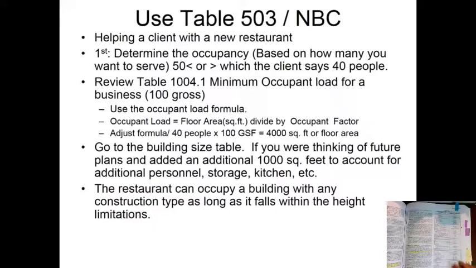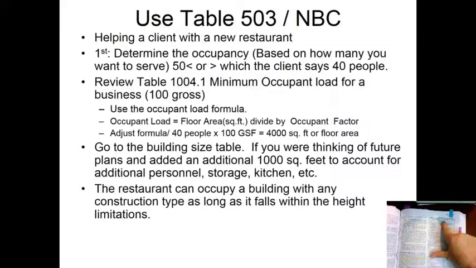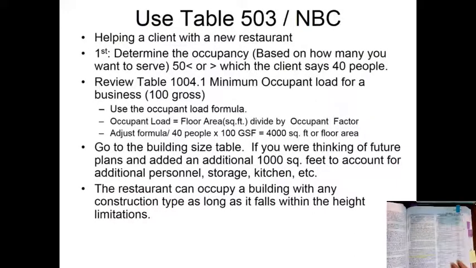Okay, so we look at this and we know it's a business. All right, looking back at table 104.1.2, and we're looking down and saying, where is business? And then when we find business here, it says business areas 100 gross. Okay, so now we're going to go back to that occupant load. We learned about occupant loads last time, right? So we can adjust the formula, 40 people times 100 gross square feet. I've got 4,000 square feet of floor area that I can utilize.